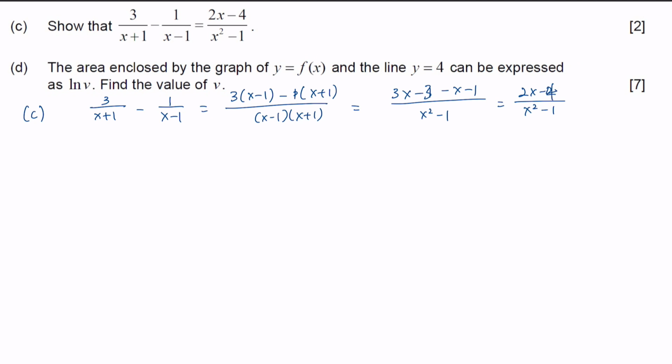Okay, so it's really important to show all the steps, okay, in this working. Okay, because the answer is given to you. Okay, part D, the area enclosed by the graph of f(x) and the line y equals to 4 can be expressed as ln of v. Find the value of v.